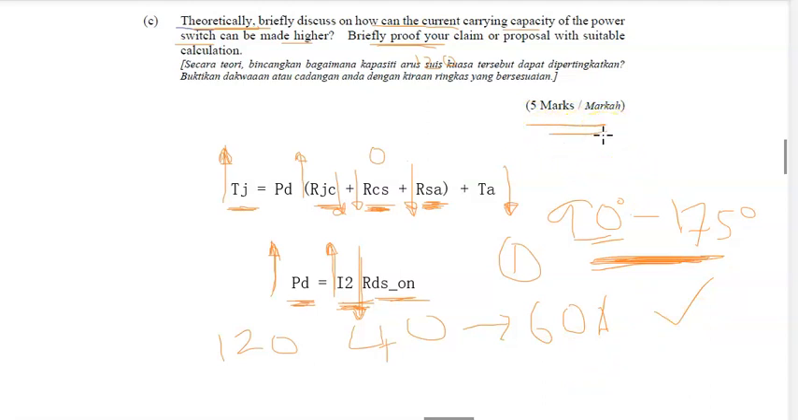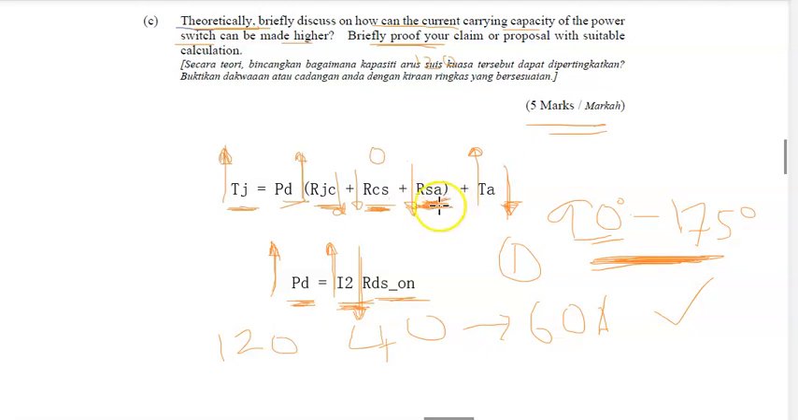Or else you can assume that you reduce Ta, or you allow the ambient temperature to be higher, so you are able to maintain or increase Pd, so your I also increases. Then you can suggest a lower heatsink value, instead of 4 degrees C per watt, so you can suggest a new value for the heatsink.